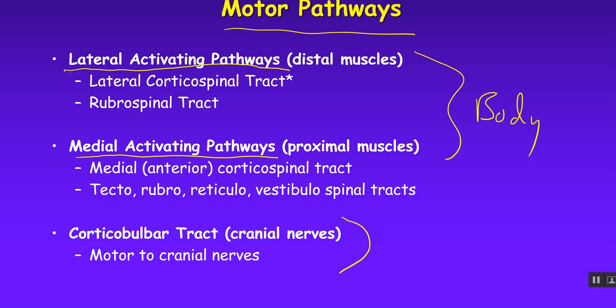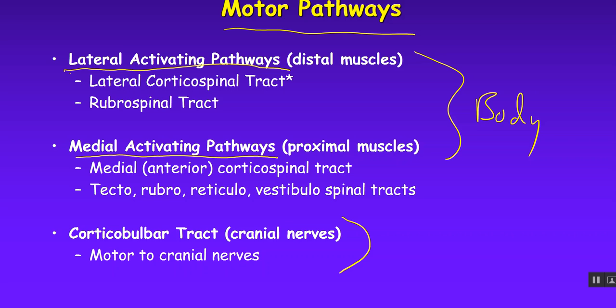The brainstem is also referred to as the bulb. It's like a bulbar structure. It's kind of rounded and bulbous in nature. So that's what they mean by the bulbar structure, it's referring to the brainstem. Corticobulbar, cortex to cranial nerves, okay?